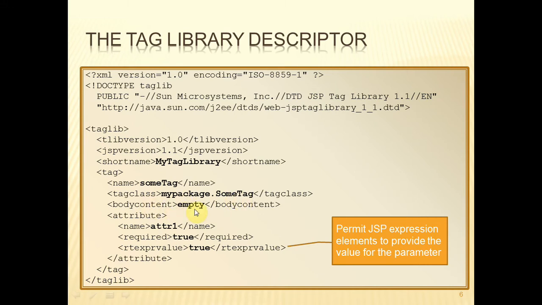In this example, the body content is empty. The other permitted value is JSP. And then in this example, we've got one attribute. So this defines a single attribute that belongs in the tag, and therefore we would expect in the tag, whenever it's written, to have attra1 equals and then some value. We know it's called attra1 because it, that is the attribute tag, has a name element. It is required.